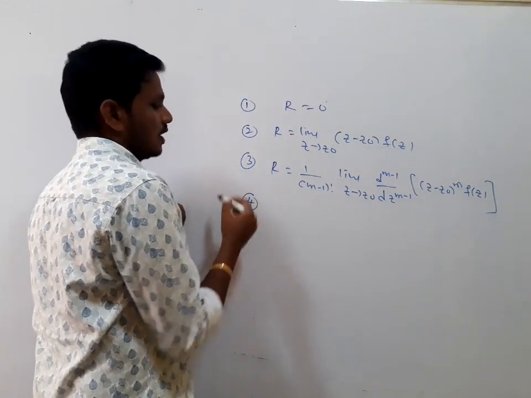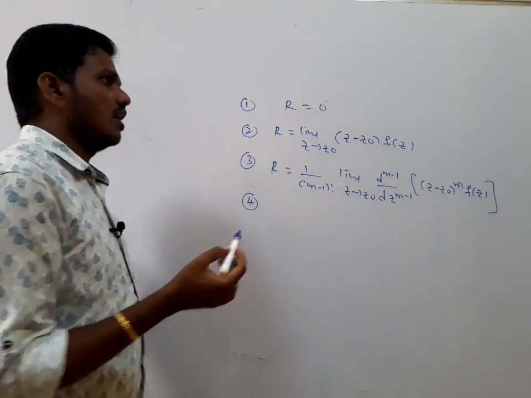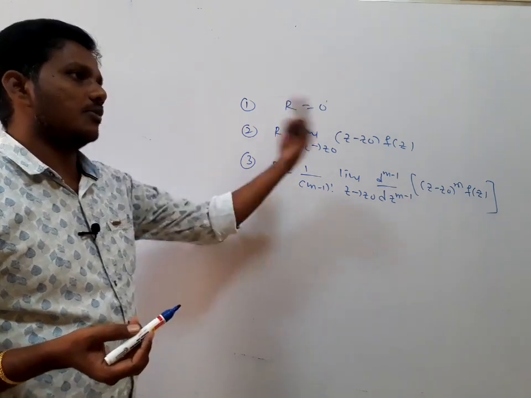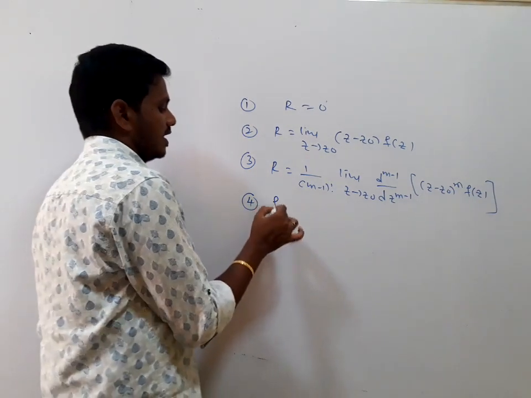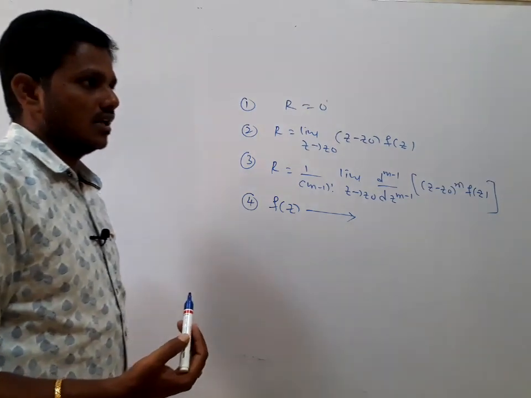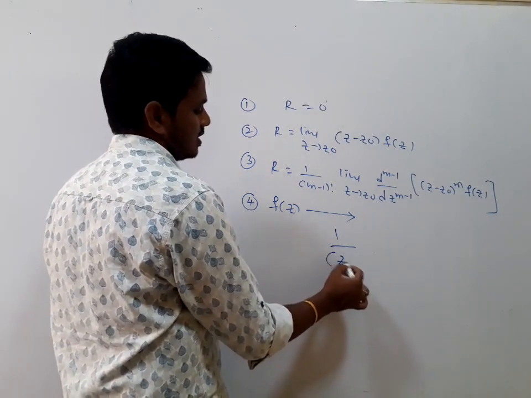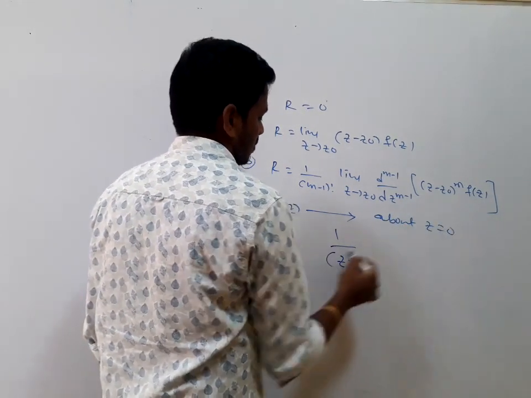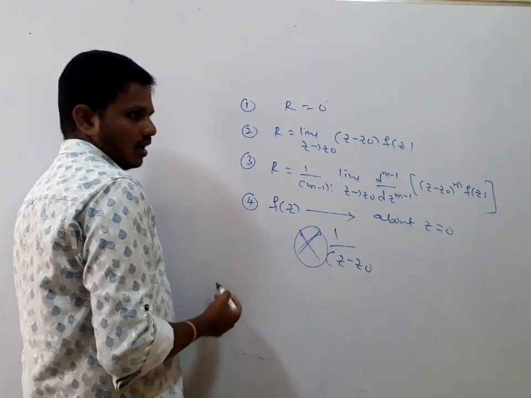Next, the fourth one, in case of essential singularity. If f of z has an isolated essential singularity, that means the principal part contains an infinite number of terms. So in that case, we expand f of z as a Laurent series. After expanding f of z about z equals z naught, you take the coefficient of 1 by z minus z naught, and this gives the residue.